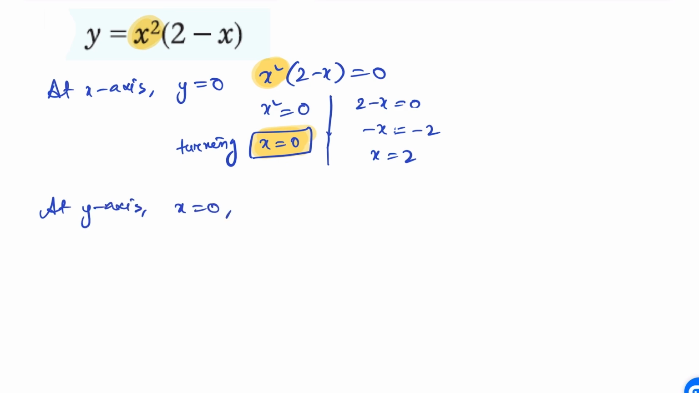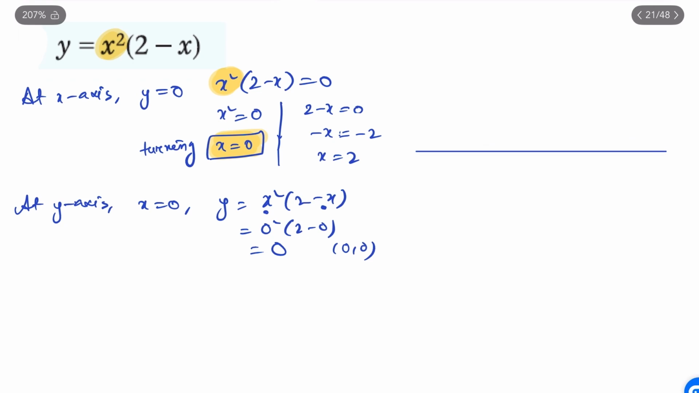At the y-axis, x is 0. So we have x squared (2 minus x). I will just substitute the value of x here, which is 0. So 0 times whatever we have here is 0. The final result is 0. So the coordinate is (0, 0), right? The origin.